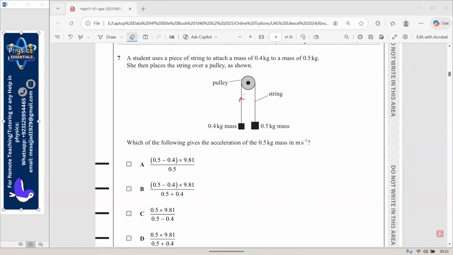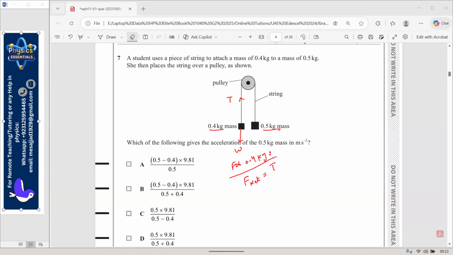For the 0.4 kg mass, we know that the tension is acting upward, whereas the weight is acting downward. So we have to consider the two masses separately. For 0.4 kg, first of all, you will write what is the net force. The net force is tension. Tension has to be positive because it is the winning force, because the 0.4 kg mass will go up.